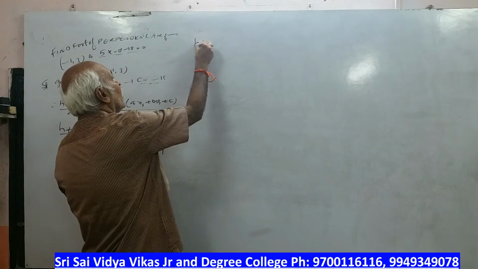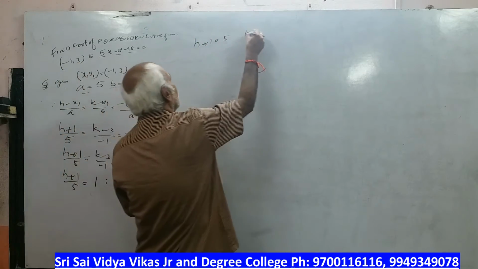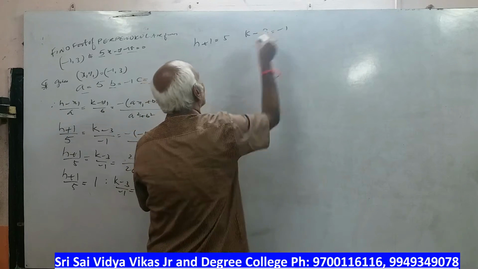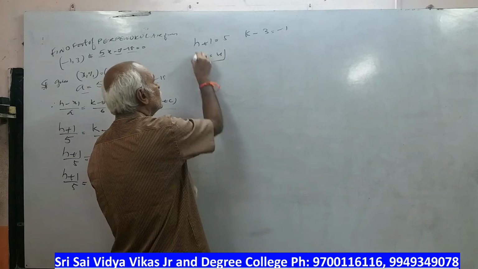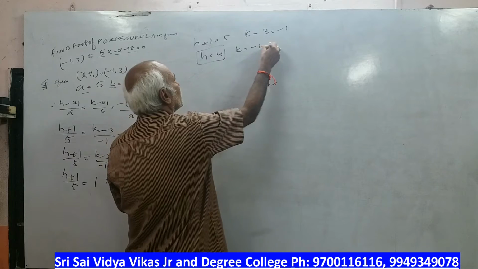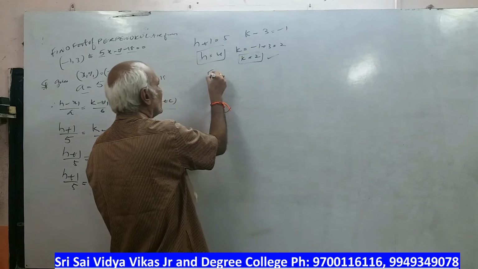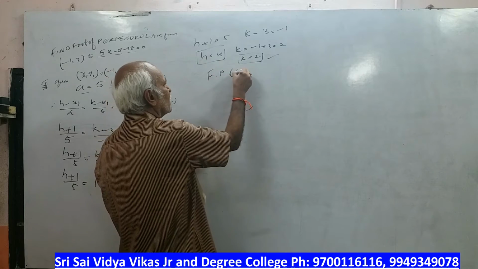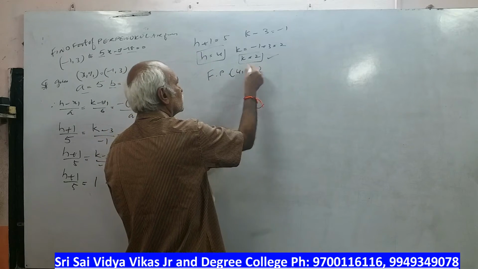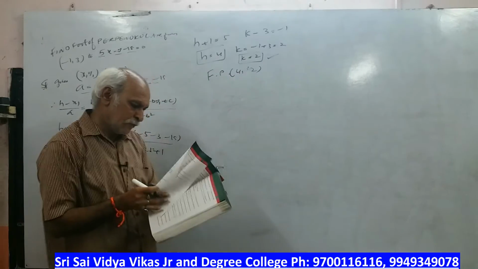Therefore, h plus 1 is equal to 5, and k minus 3 is equal to minus 1. H is equal to 4. K is equal to minus 1 plus 3, so k is equal to 2. So what is the foot of the perpendicular? FP means foot of the perpendicular: 4 comma 2. Right? Next, one more problem.